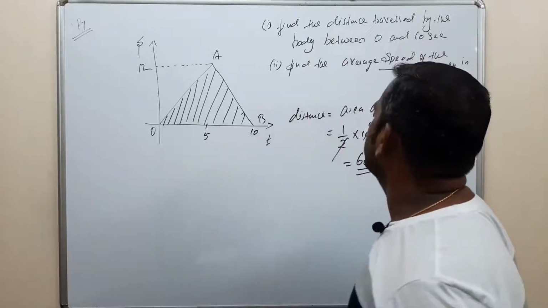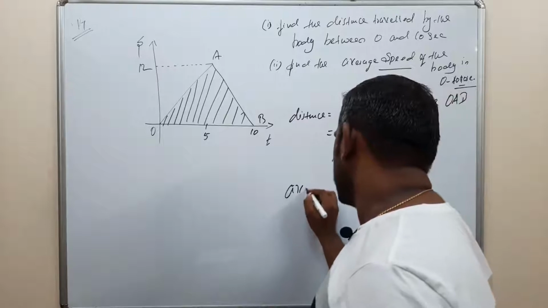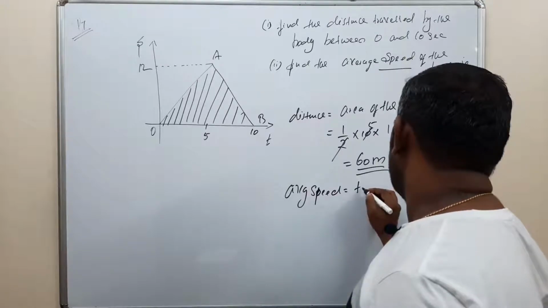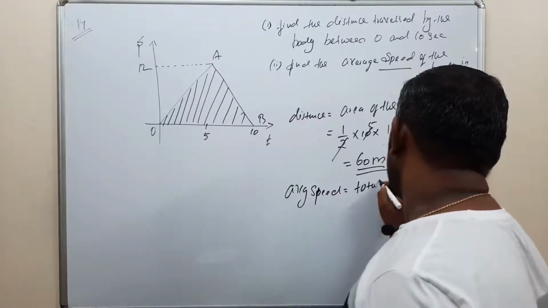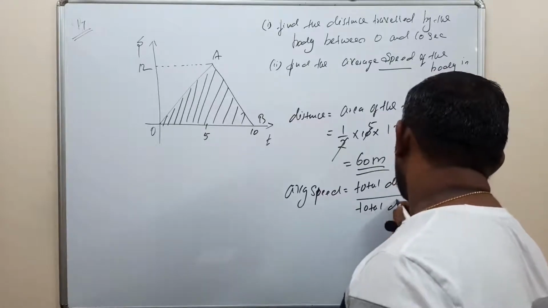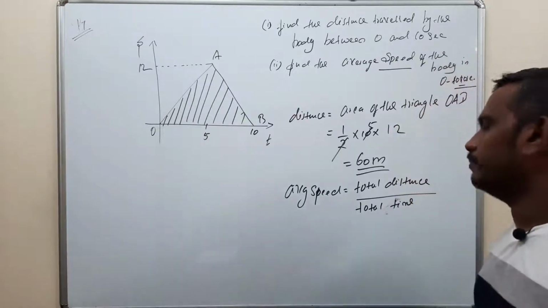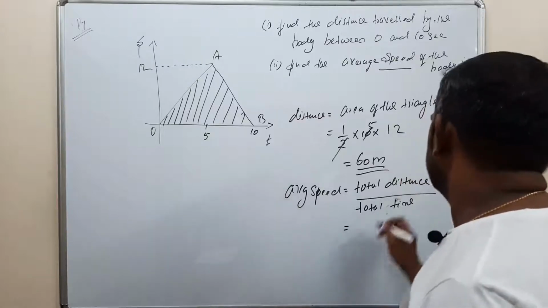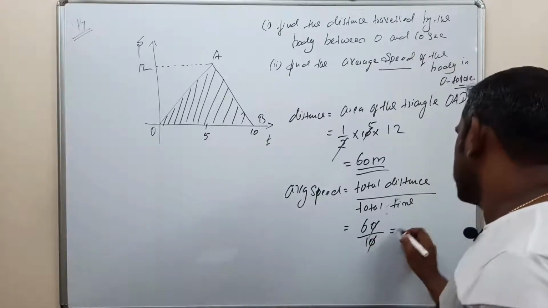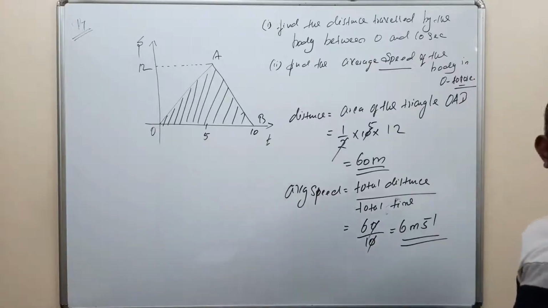The second one is to find the average speed of the body in the same time interval 0 to 10 seconds. So average speed is equal to the total distance covered by the body divided by total time. That's equal to the total distance, that is 60, divided by the time, that is 10. So the zeros cancel, and that's equal to 6 meter per second. So that is the average speed of the body.